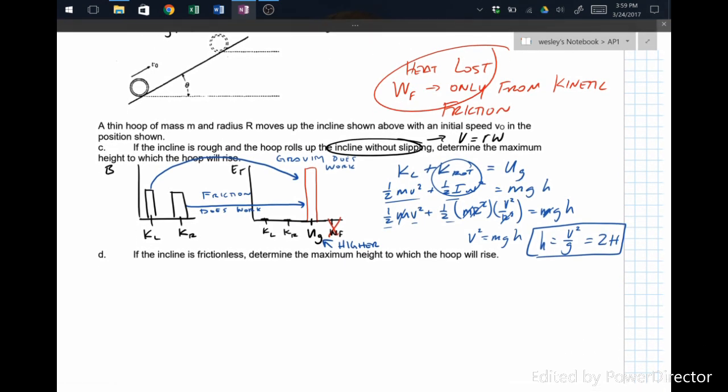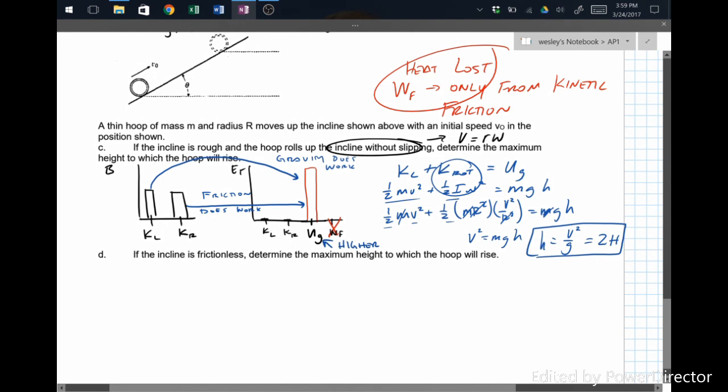Now, next part is if the incline is frictionless. So let's start off looking at our energies. At the bottom, we have linear kinetic energy and we have rotational kinetic energy. That doesn't change. We're still spinning. But at the top, gravity is still in my system. So that means gravity is going to allow all of that linear kinetic energy to turn into gravitational potential energy. But there's no friction.